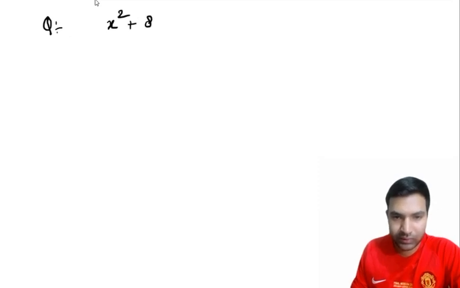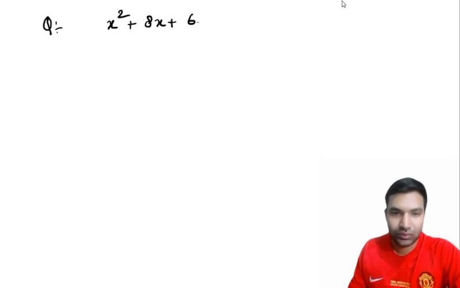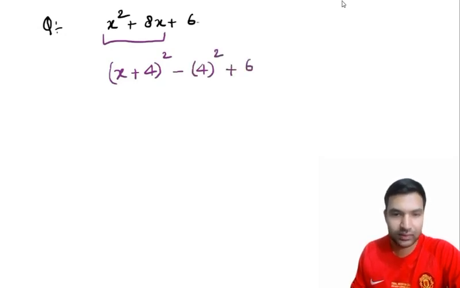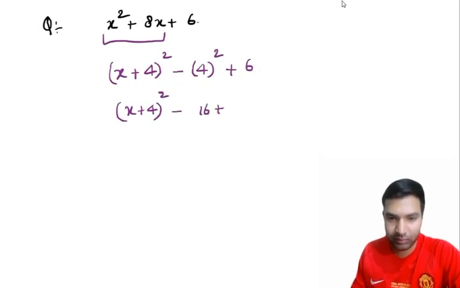Okay, so the first question is, let's say, complete the square for x squared plus 8x plus 6. Now forget about the 6, just concentrate on these two terms. So I can write it as (x plus 8 divided by 2, which is 4) whole squared, minus the same thing, whole squared, and plus 6 as it is. So this simply becomes (x plus 4) whole squared minus 16 plus 6, and therefore this becomes negative 10. So isn't this pretty easy, right?